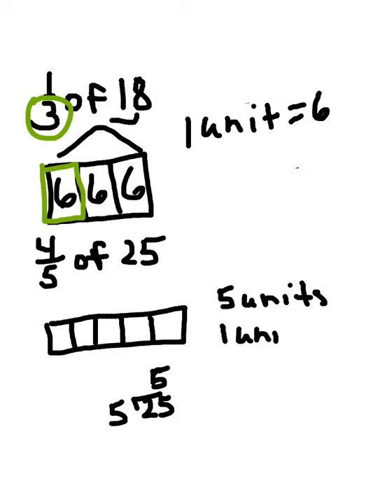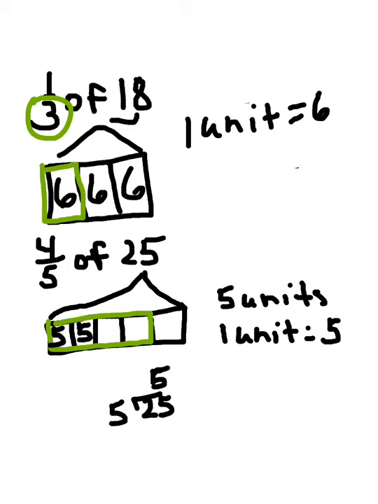1 unit equals 5. Okay, so this is my total, 25, and I'm looking for 4 of those pieces. So I'm going to go ahead and mark these 4. And in each one of those 4, I have the number that we found, which was 5. I'm going to write that in there. And so I know that 4 units is equal to the number 20.